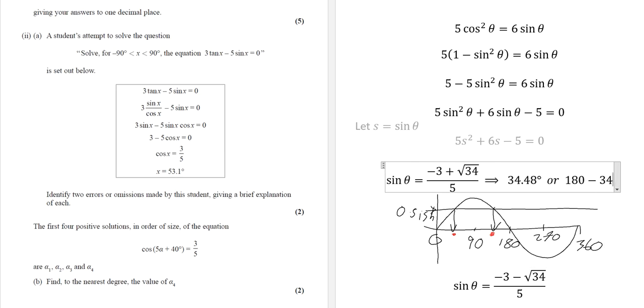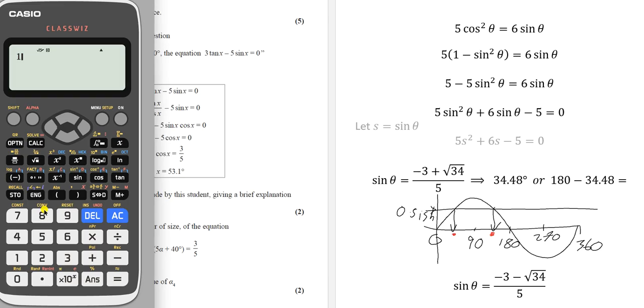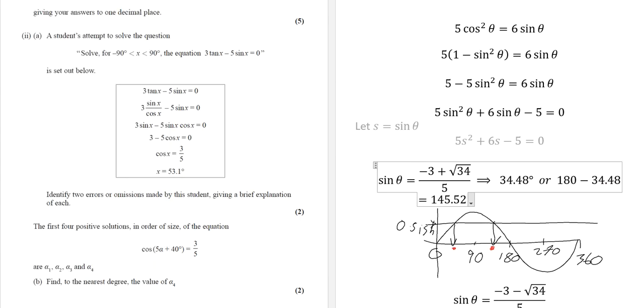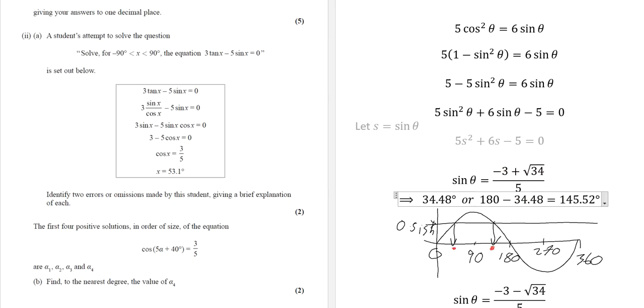180 minus 34.48, which the calculator can help me with. I've still got that on the screen. So 180 minus answer, 145.52 looks like. So we got sine theta, and that gave us one angle directly from the calculator, inverse sine of this complicated number. And then we got a second solution using the symmetries of the graph.